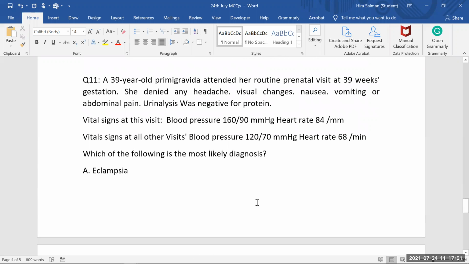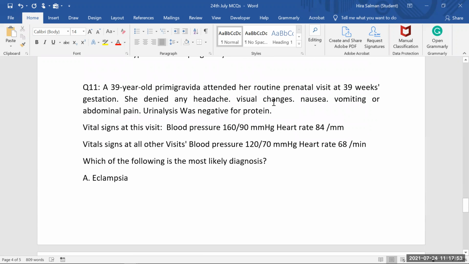This also, a 39-year-old primary gravida attended. How to differentiate it from preeclampsia? There will be proteinuria. Of course, in preeclampsia, the CBC will be disturbed a lot. There will be low platelet count. There will be low hemoglobin. There will be protein in the urine, right? There will be proteinuria. And it will be towards the end of the pregnancy.